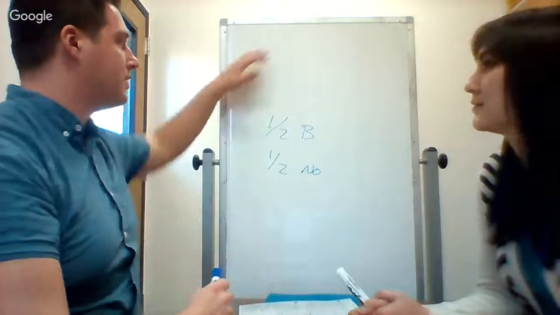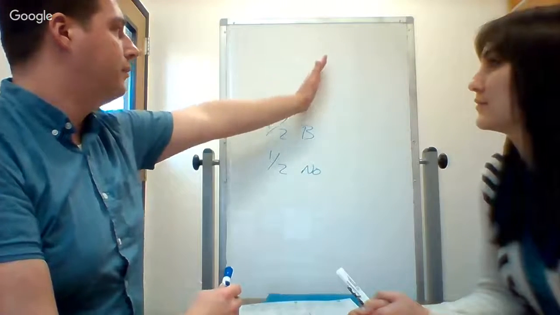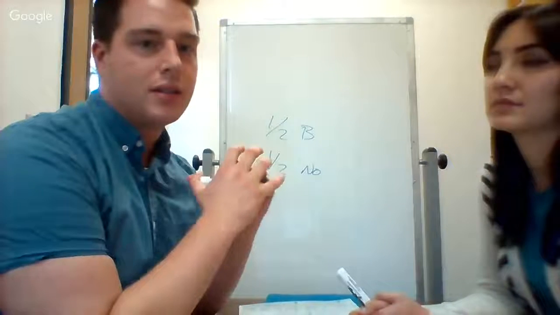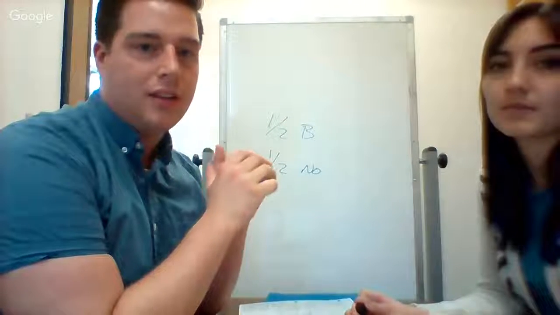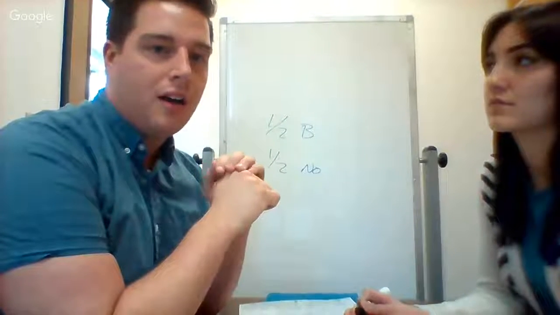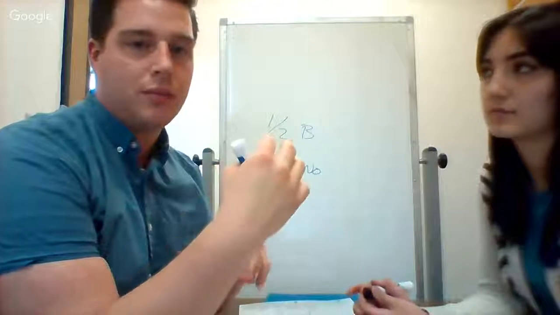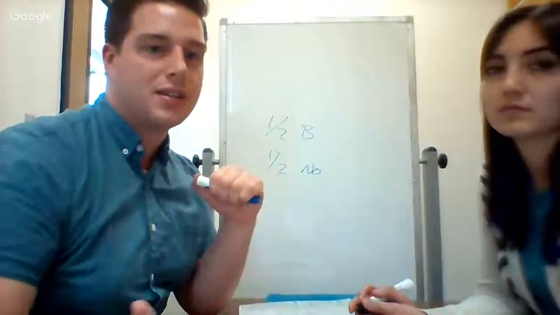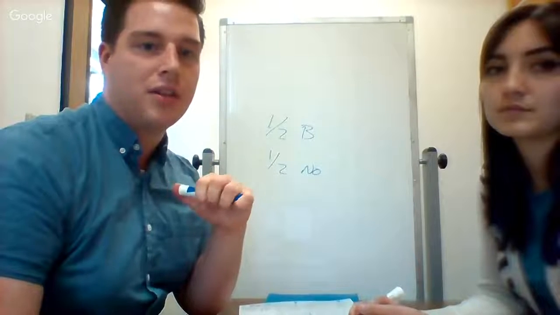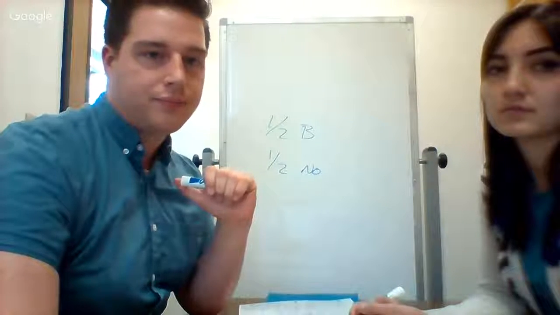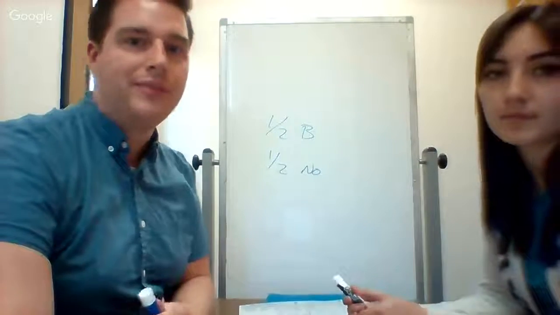To get half of something, you'd have to have one parent that is homozygous and the other one that's heterozygous. In this case, the father is homozygous dominant and the mother is heterozygous. So that's how we got the answer to that one.